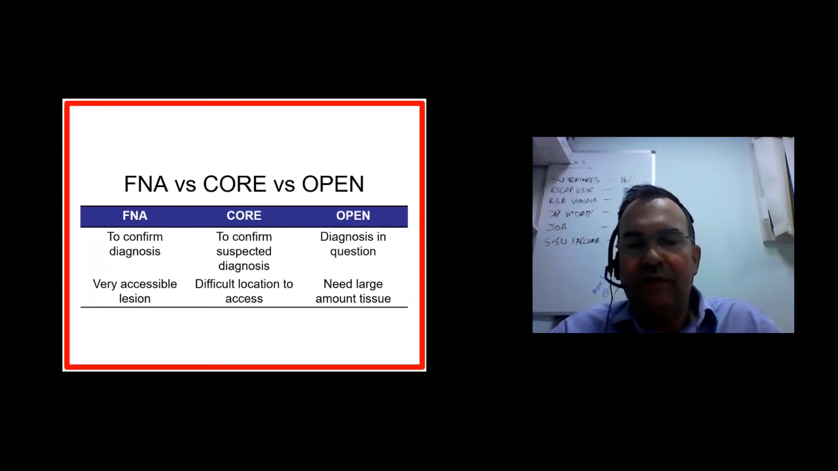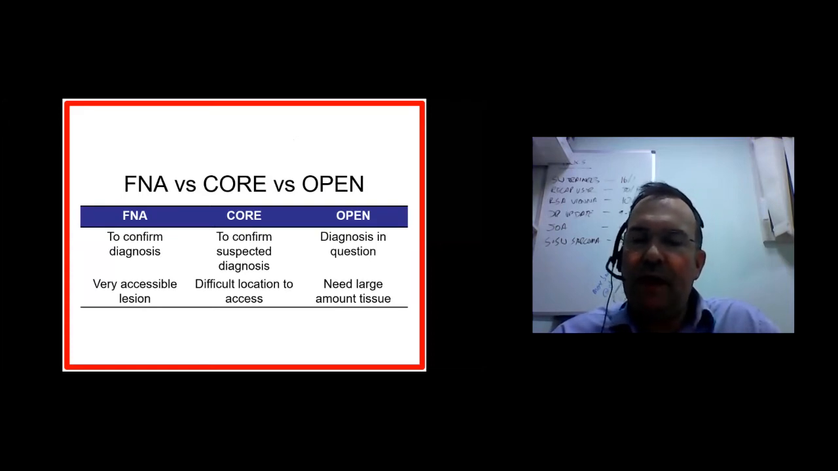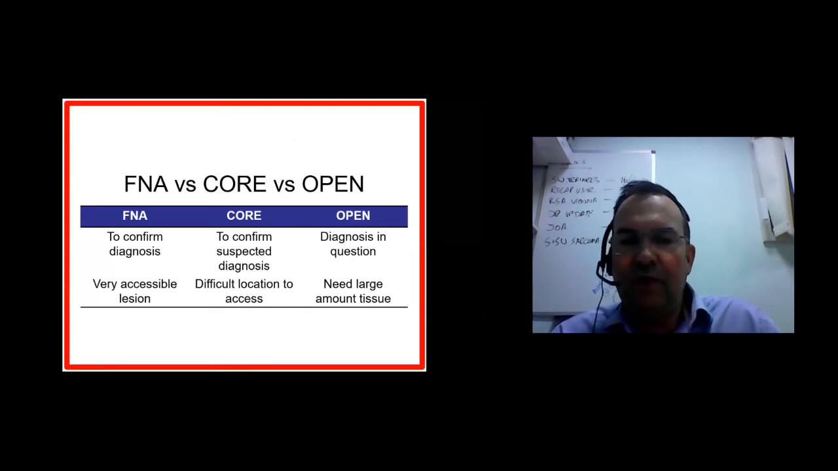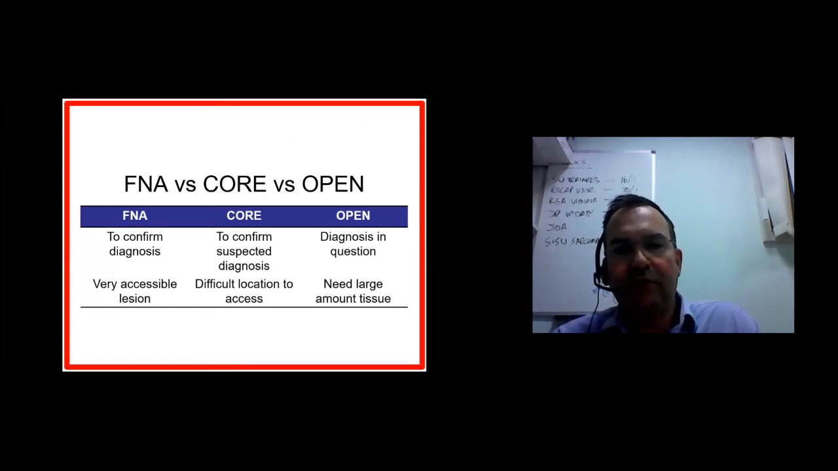So I know we've said this before, but just to reiterate, because it's such an important point, FNA is usually used to confirm a diagnosis in an accessible lesion, very rarely used in orthopedic oncology. This is more the case for the dermatologists, the breast surgeons, etc. We usually use core and open biopsy, core to confirm a suspected diagnosis and in difficult locations to access, open if we have diagnostic difficulty in establishing the final diagnosis.